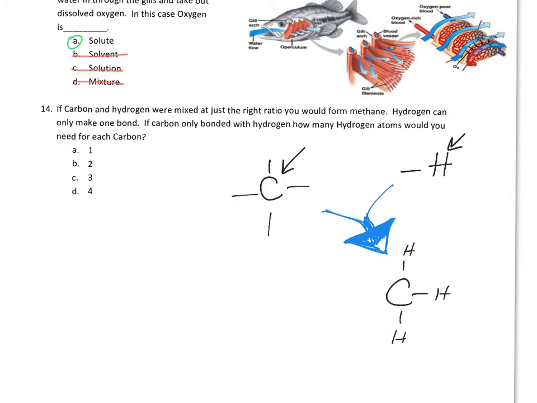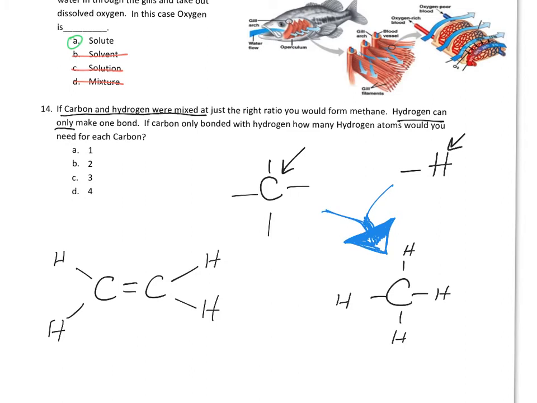Because when you double and triple, that goes back to... No, it's not. You could do this. Carbon can make a double bond to carbon, right, and then you can make hydrogen. That's okay. You could do that. But that's not what this says. This hydrogen can make only 1. And if carbon and hydrogen were mixed at just the right ratio, you would form methane. If carbon only bonded with hydrogen, no carbon bonding with carbon, just carbon with hydrogen, this is what you'd make, 4 bonds. So that's why that's the answer. The answer is 4. That was the trickiest question on the test.